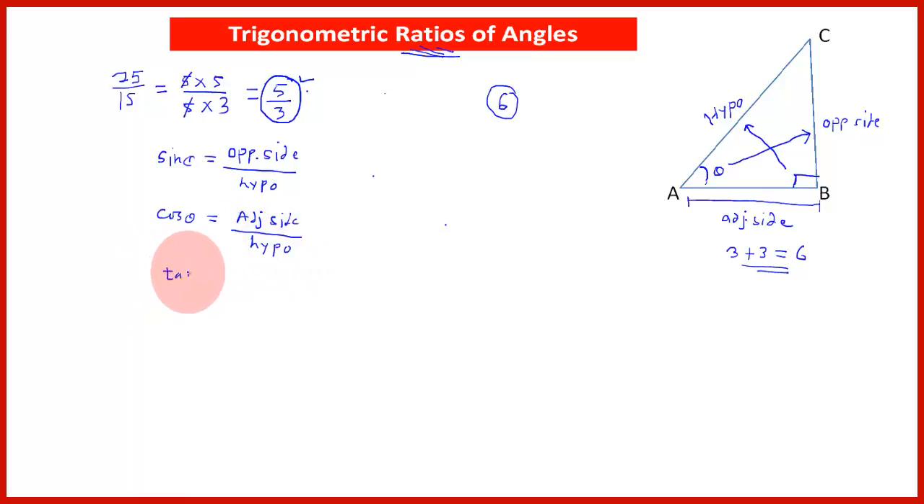And tan theta is equal to the ratio of sin theta to cos theta, so sin theta upon cos theta, which is equal to this ratio divided by this ratio, so hypotenuse and hypotenuse will get cancelled and we will get opposite side upon adjacent side.